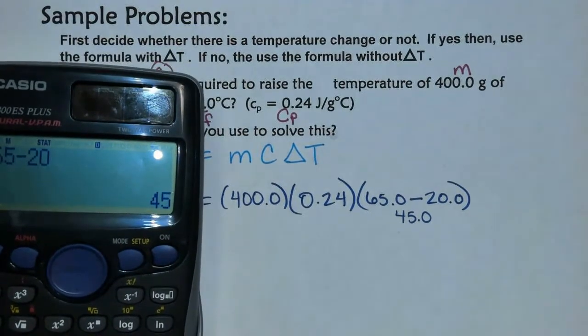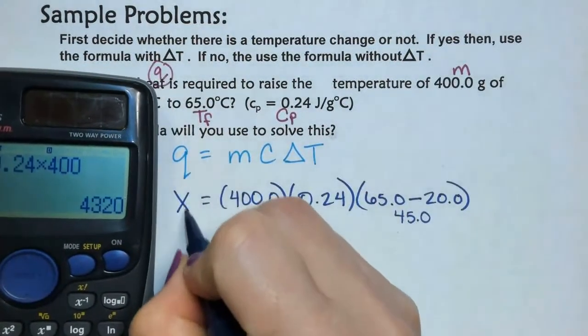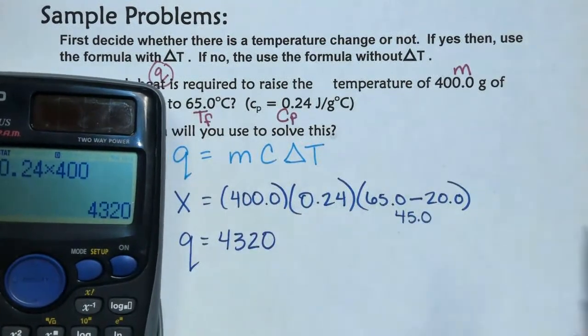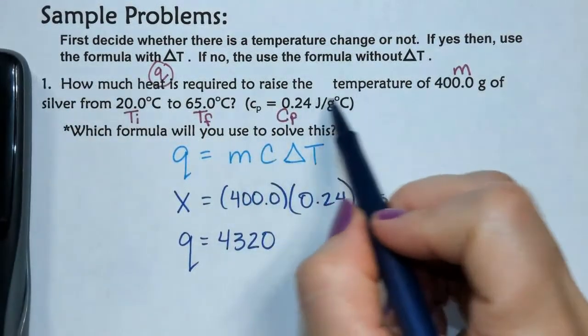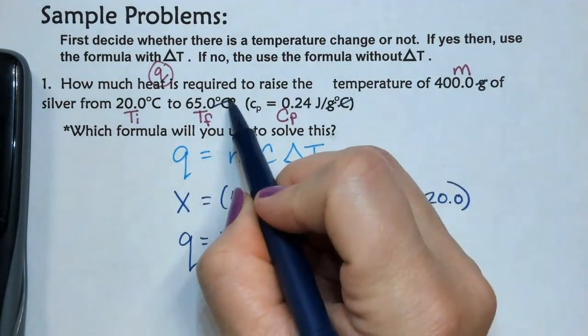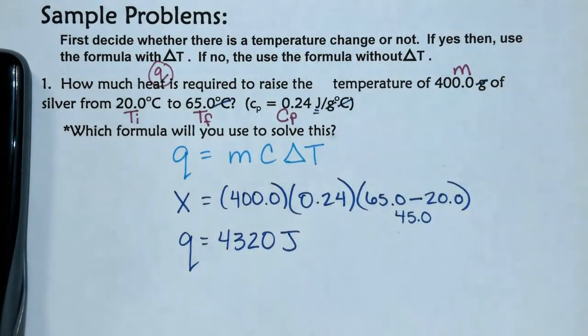Now we just multiply it out to solve for X. It'll be 45.0 times 0.24 times 400, and that gives us X, or Q, equals 4,320. Notice the units: my grams cancel, my degrees Celsius cancel, and I'm left with joules. So this has a unit of joules.